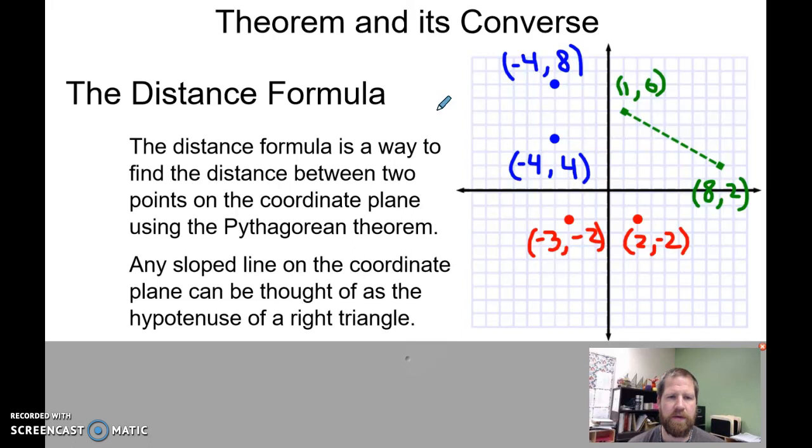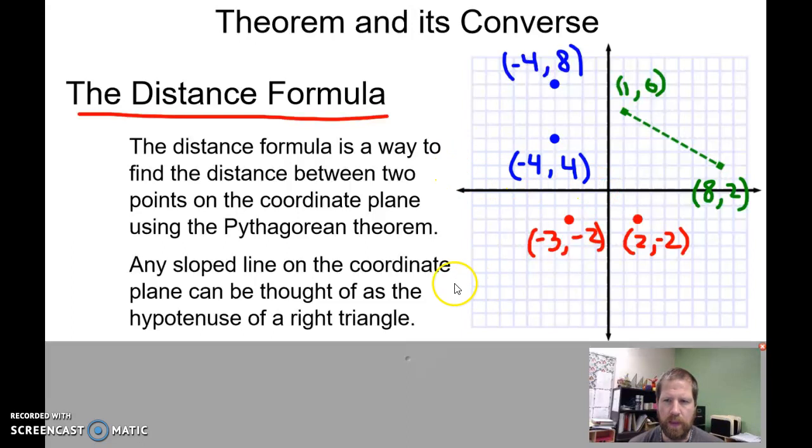Okay? There's a number of applications for this. The one that's probably the most common is for figuring out something called the distance formula. Okay? And the distance formula is a way to figure out the distance of any sloped line on a coordinate plane if you know the 2 points, right? If you know the coordinates at the end.